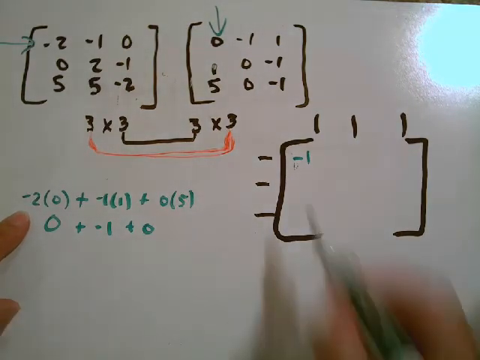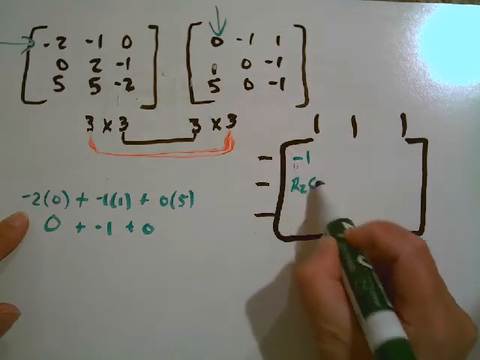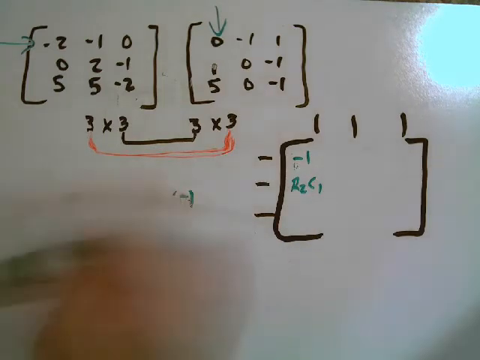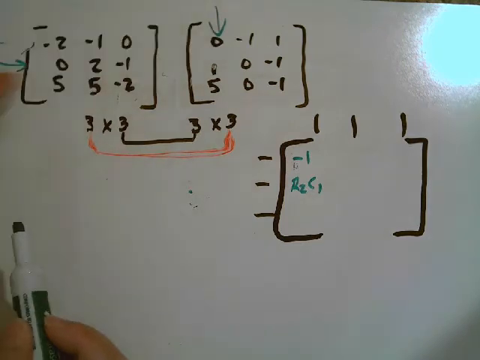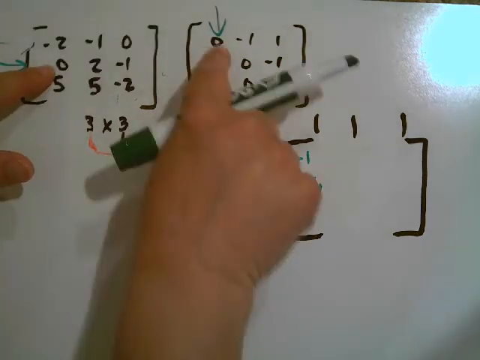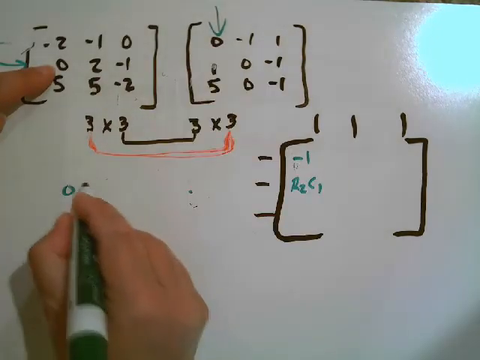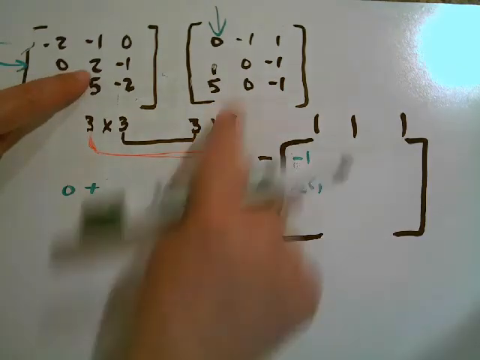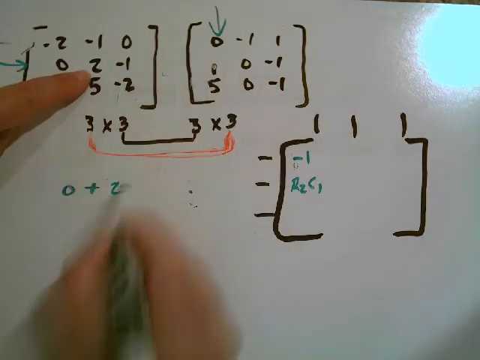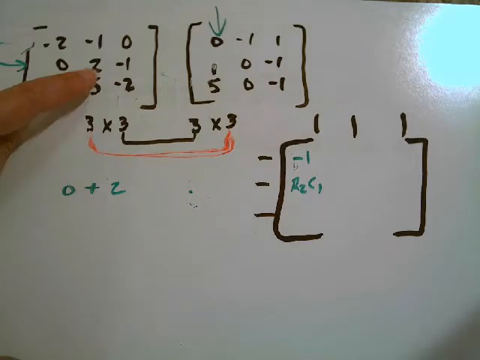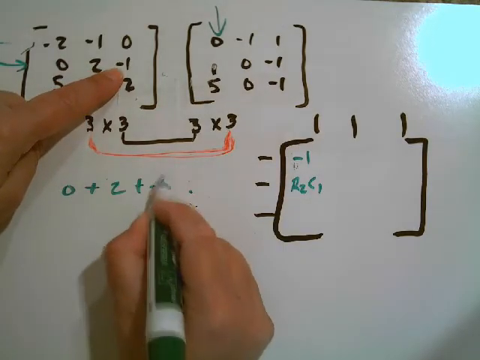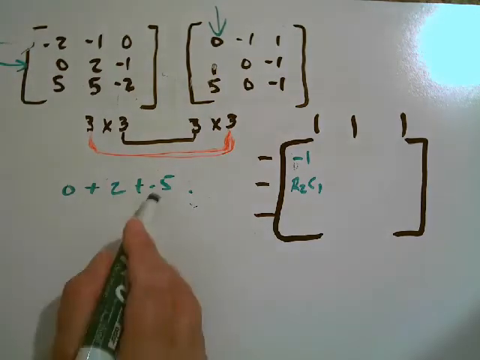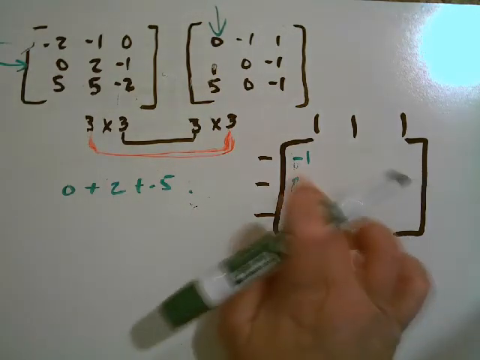Now I'm going to go find row 2, column 1. So this time I'm going to use row 2 and column 1. 0 times 0 is 0. 2 times 1 is 2. And -1 times 5 is -5. 0 plus 2 plus -5 is -3.